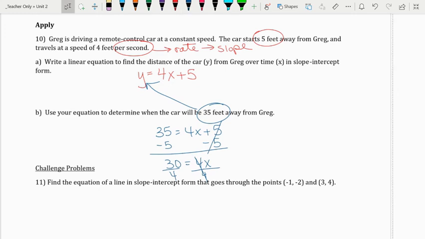At this point, most of the time so far, I've told you to just keep it as a fraction, but because we're talking about time, we can go ahead and actually divide it. So x would be 7.5, okay? And that's because we're talking about per second. So it would be 7.5 seconds.